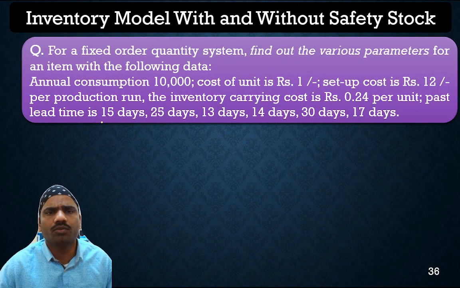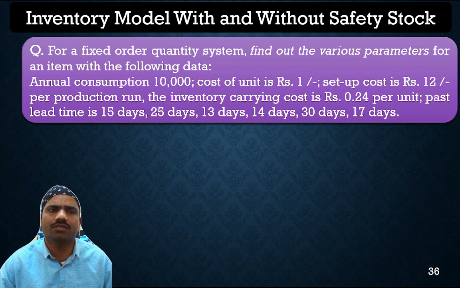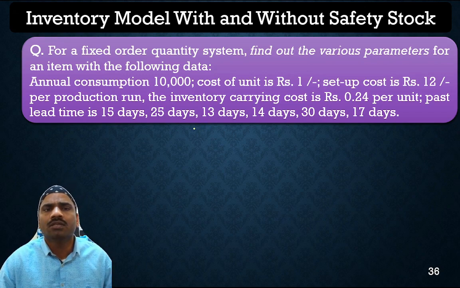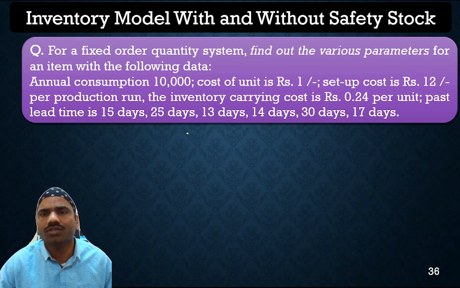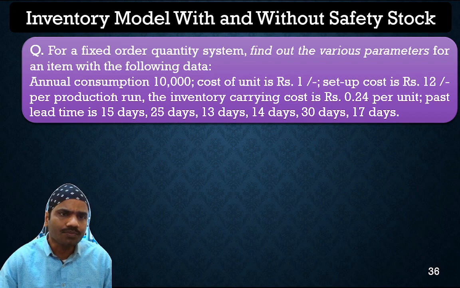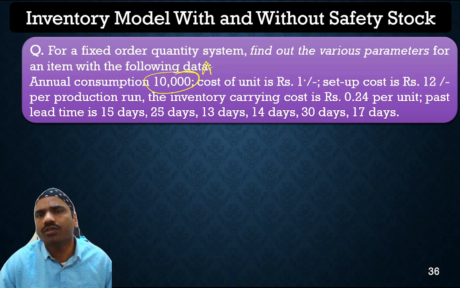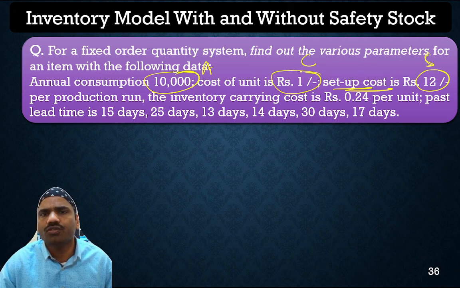Now we will discuss one problem, and discuss a few terms with the help of it. Some terms we have already discussed, like EOQ, which we covered in the other models, and we will see the formula for it also. Some parameters are given. Annual consumption A is 10,000 units. Cost per unit is rupees 1. Setup cost is rupees 12.